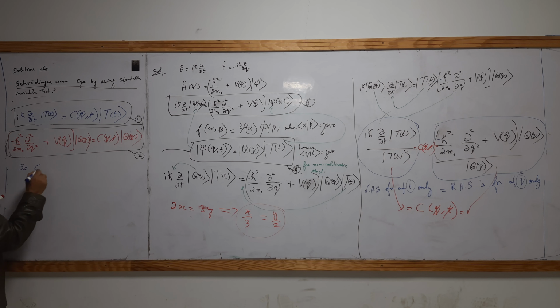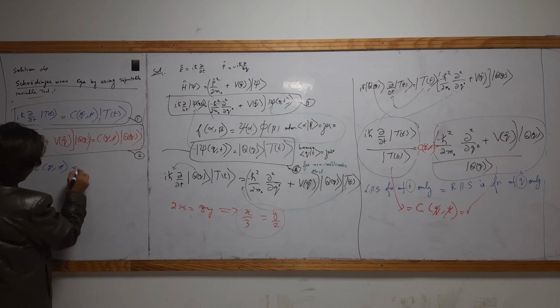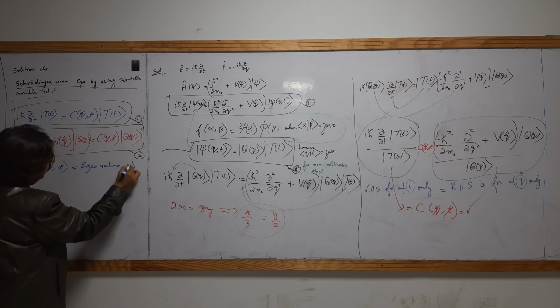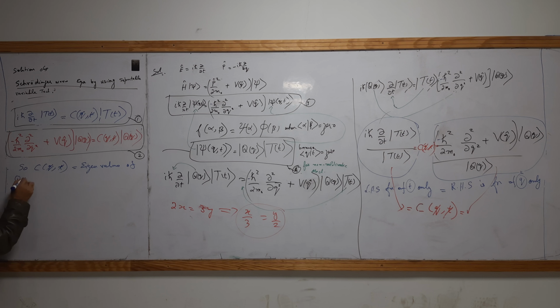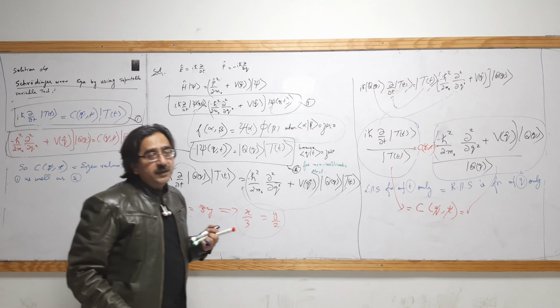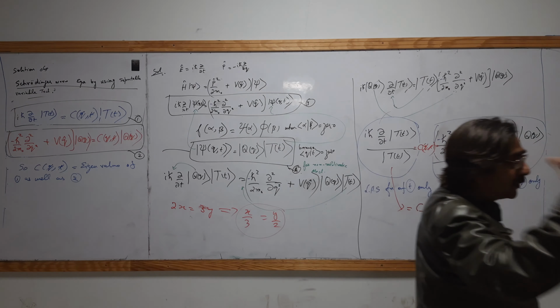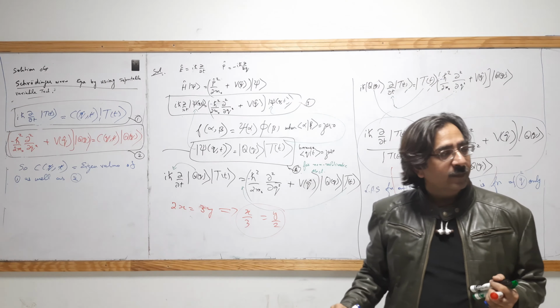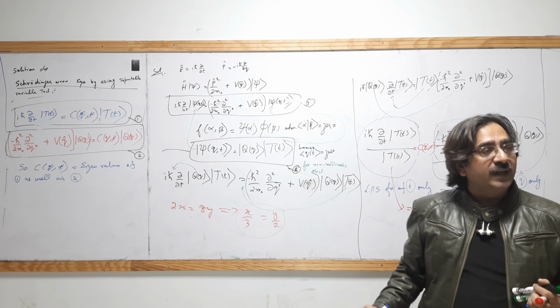So C, which is Q cut, T cut, is actually the eigenvalue of equation 1 as well as equation 2, because the operator is applying on this state and giving the same state, there is no change in state, and the eigenvalue will be C. So C is the eigenvalue.